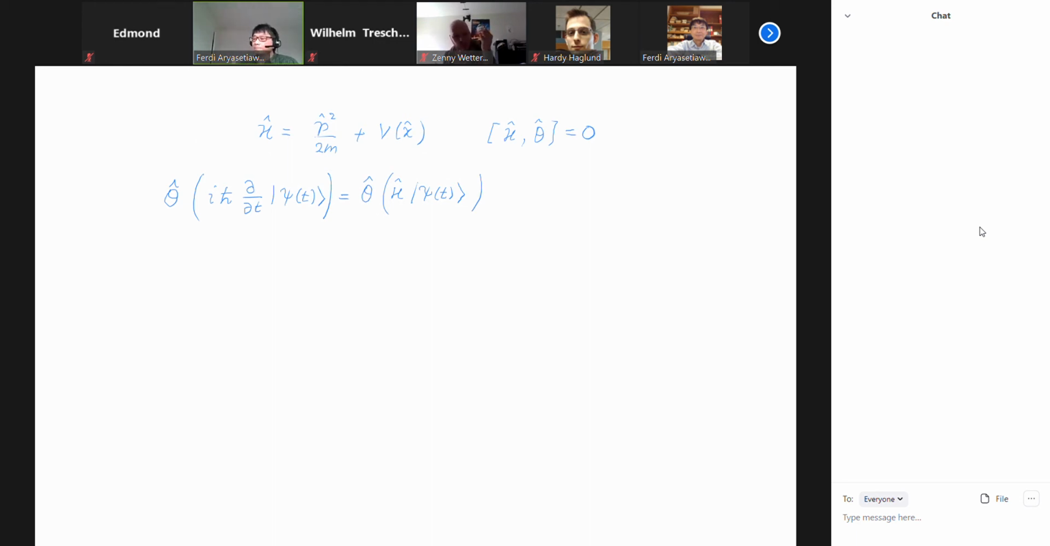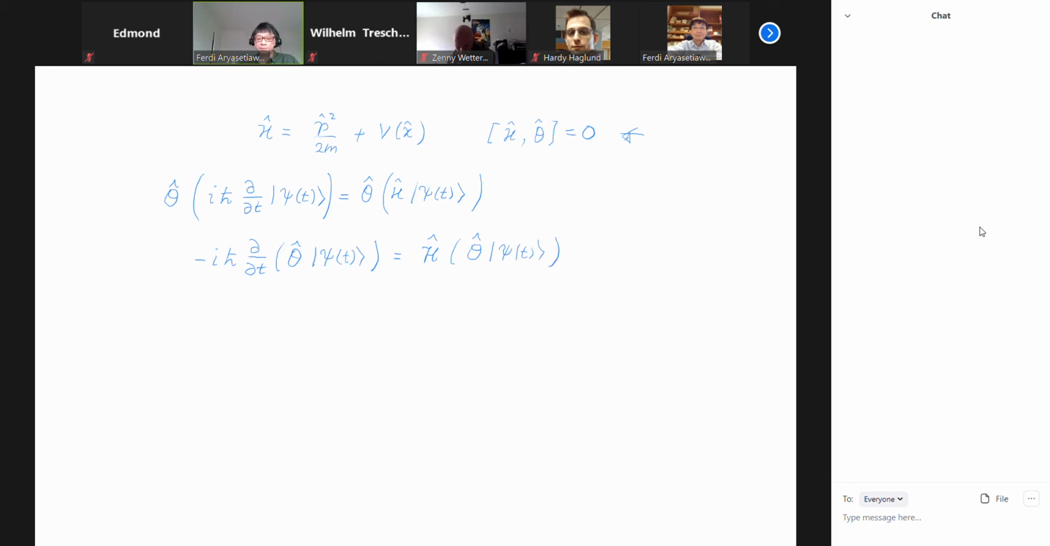Like this. So again, this time reversal operator changes i to minus i. We can slide it through and we get theta psi of t, like this. And then we use the property that it commutes with the Hamiltonian. So then this becomes H theta psi of t.